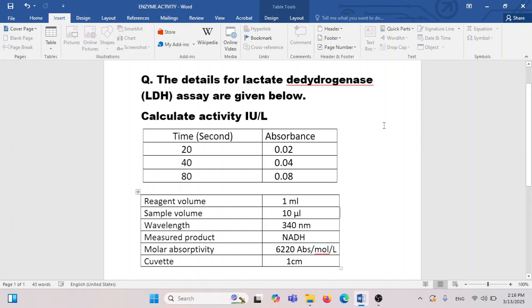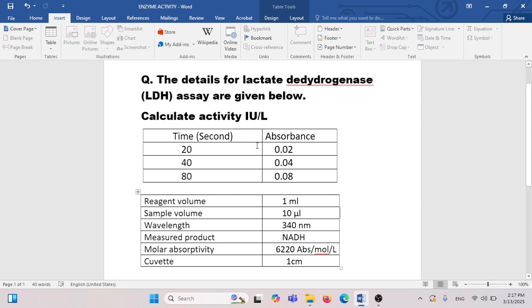Hello friends, so here the question is: calculate the activity of an enzyme in international units per liter. The details for lactate dehydrogenase, LDH, are given below. We have to calculate activity in IU per liter from the parameters below.